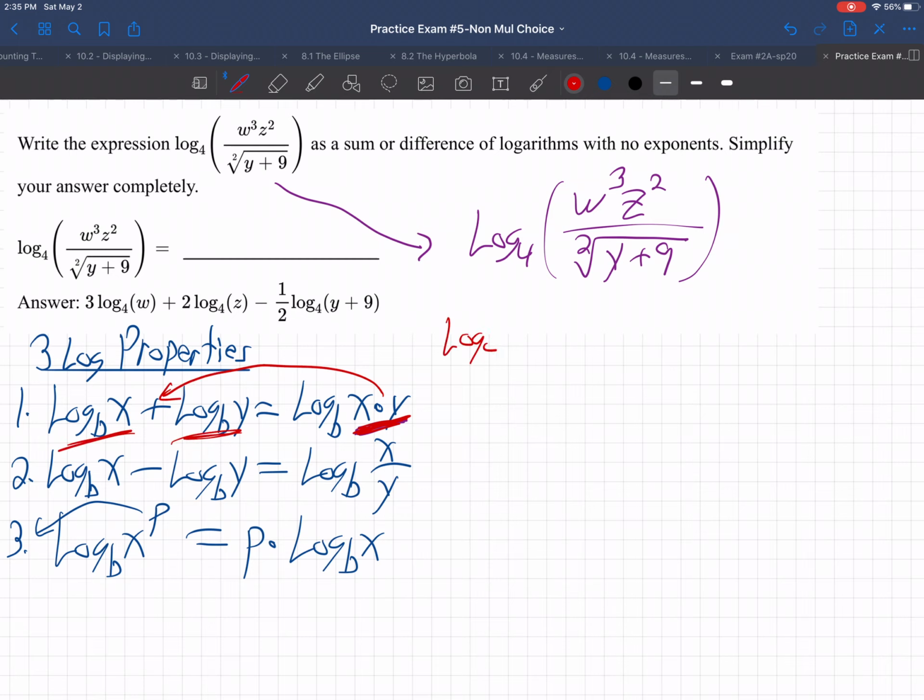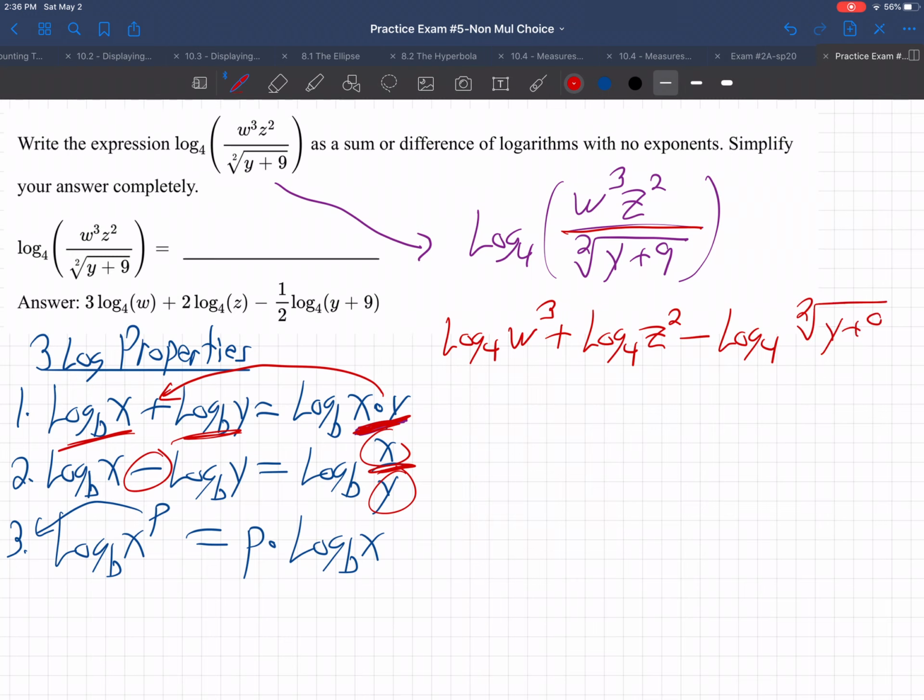So I'm going to make this log base 4 w to the third plus log base 4 z squared, and then dividing x over y becomes subtraction, minus log base 4 of the square root of y plus 9. So multiplying on the top becomes adding, dividing becomes subtraction. So we've got 3 logs now.